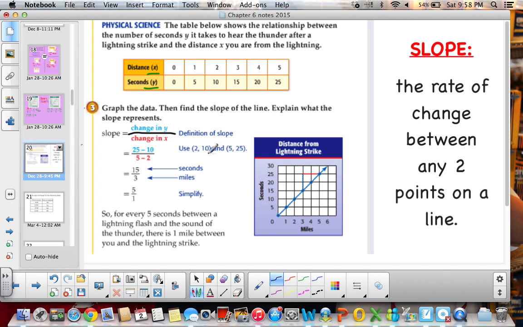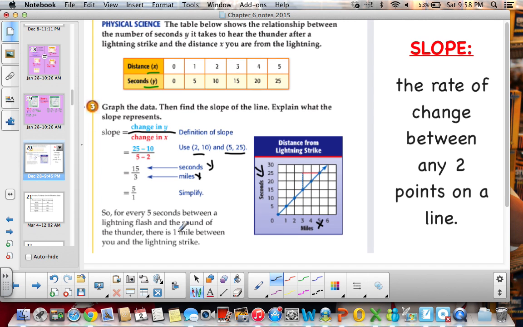So what they did in their example is they used these points, 2, 10 and 5, 25. So they subtracted their y values, 25 minus 10, and then 5 minus 2. So it's 15 seconds, because remember, this is y, and this is y, this is x, and this is x. So 15 seconds for every 3 miles. So then we simplify, and it's 5 seconds per mile. So it says for every 5 seconds between a lightning flash and the sound of thunder, there is 1 mile between you and the lightning strike.